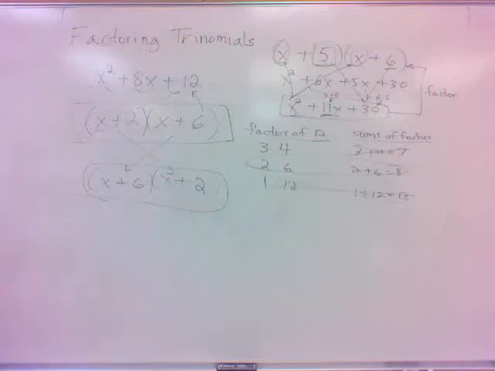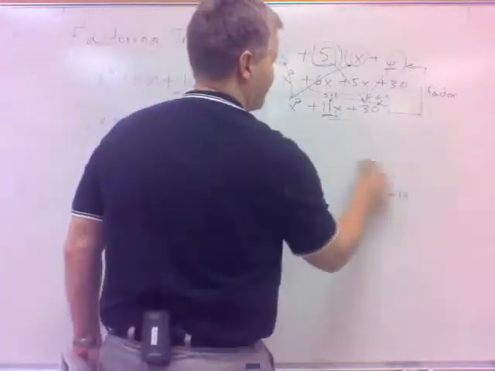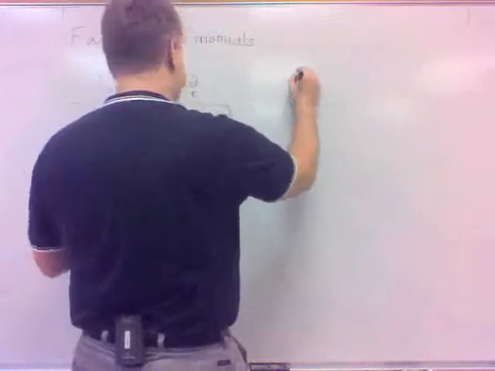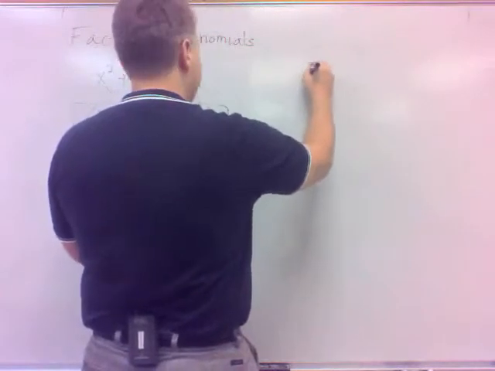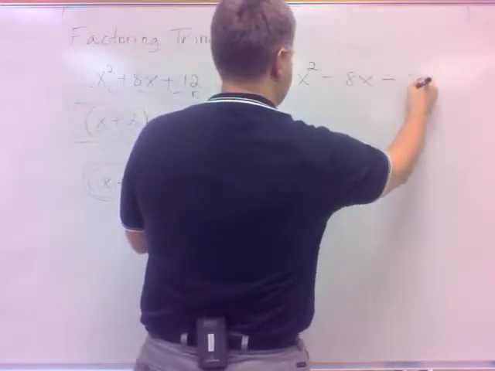Okay? All right, now, of course, what can happen is minuses and things of that sort, so let's talk a few more little things here. All right, so we're going to factor another trinomial. This is going to be x squared minus 8x minus 20.